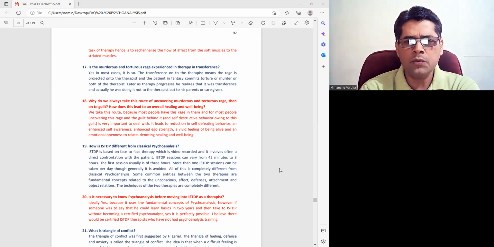Psychoanalytic sessions are usually 45 minutes or 1 hour. ISTDP sessions vary from 45 minutes to 3 hours, and for the same person may vary, which is not so in psychoanalysis. In psychoanalysis, we keep the same duration and the same number of days per week. The first session in ISTDP usually is longer. The trial session may go up to 3 hours.